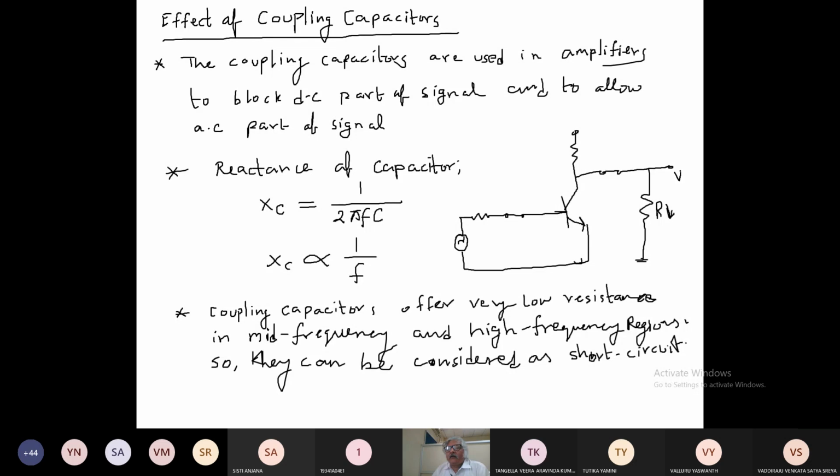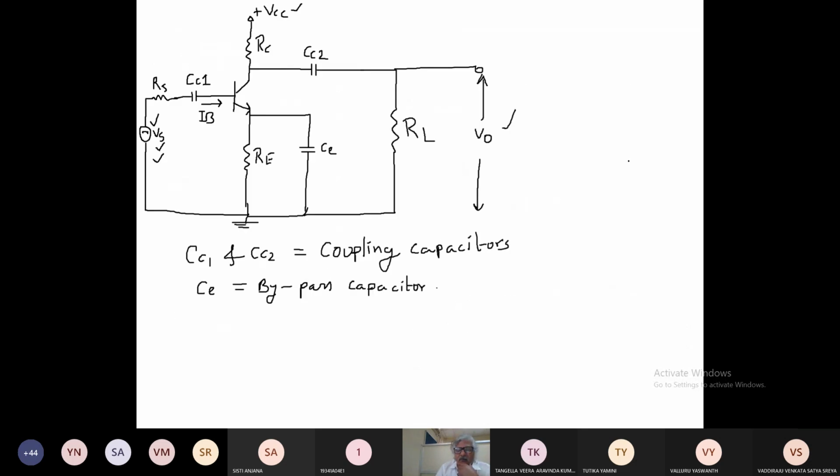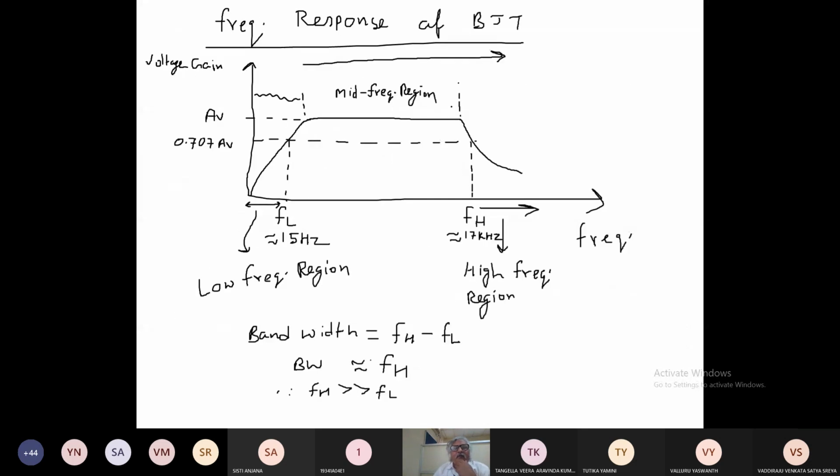RL and here V out. So we are talking about coupling capacitor number 1 and coupling capacitor number 2, right? Now we are talking about the mid frequency region and high frequency region.